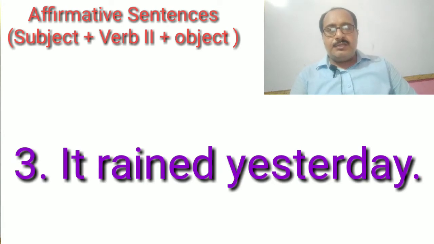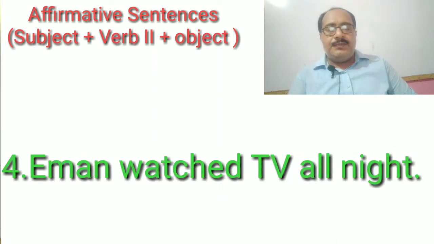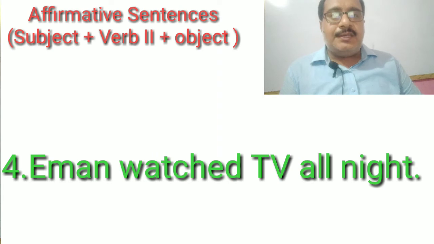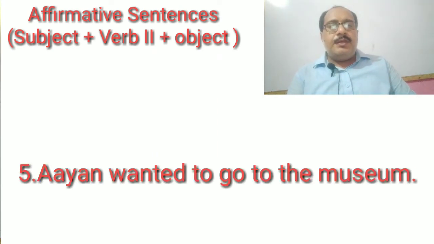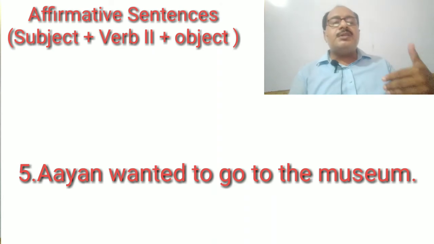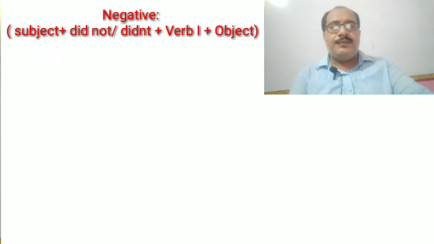Number four sentence. Iman watched TV all night. Number five sentence. Ayan wanted to go to the museum. Number six sentence. The neighbors complained. So my dear students, these are all affirmative sentences in the past simple tense.